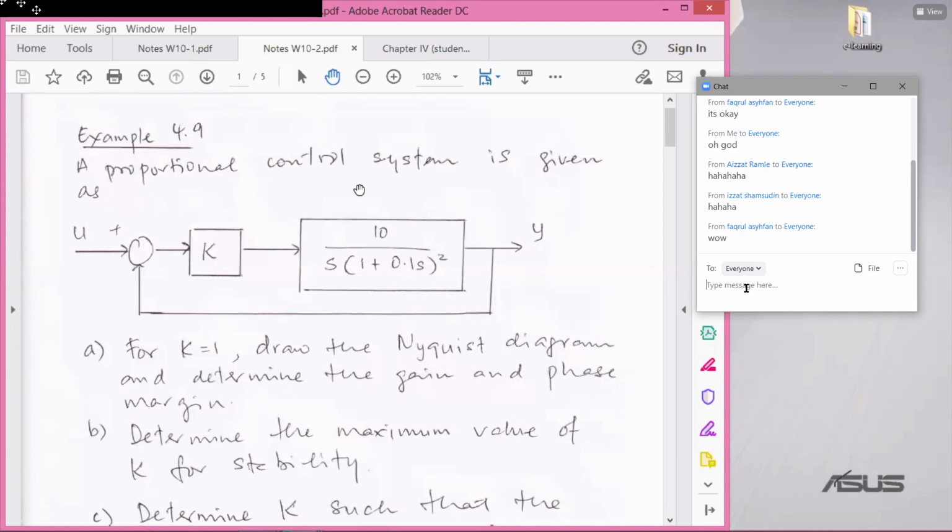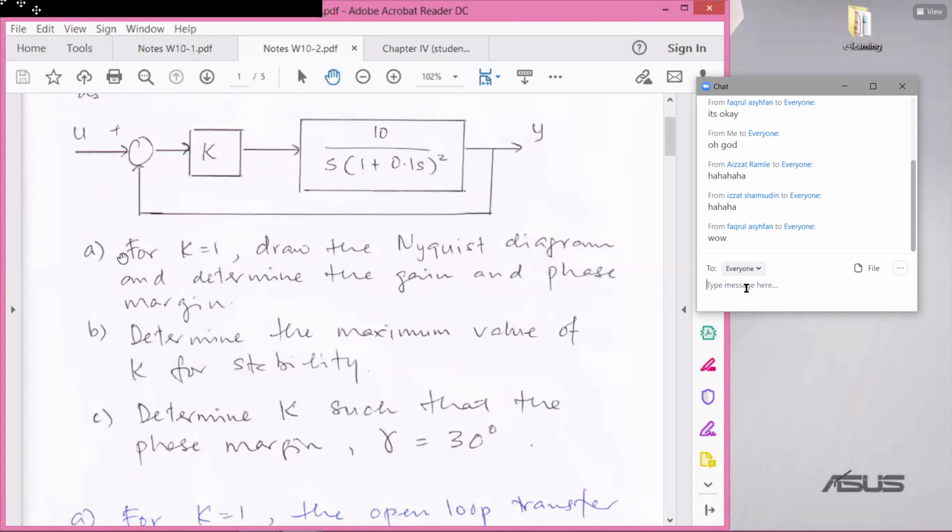Given that, this is what you need to do. The question may ask you to draw the Nyquist diagram for k equal to 1, and then determine the maximum value of k for stability. This question wants to know how big you can design your controller, how big the value of k can be until you reach instability. So that's the first task: what is the range of k so that the system is still stable?